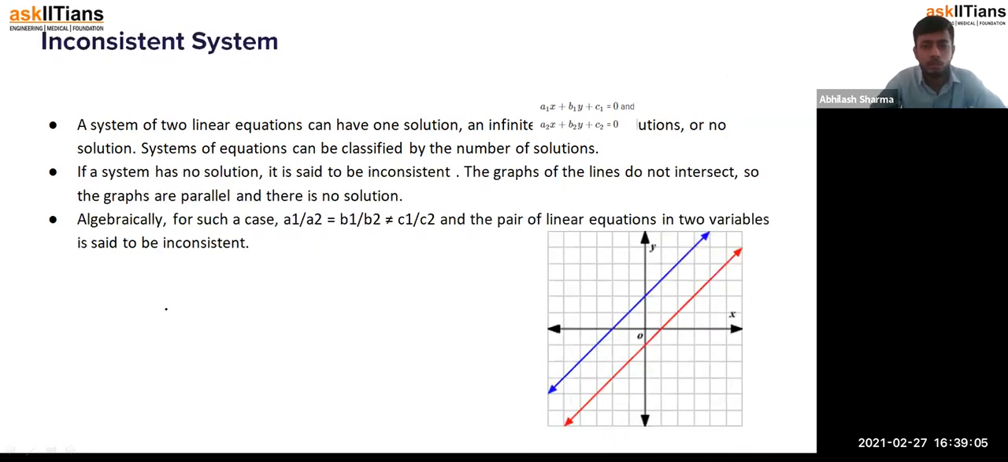Now let's see about an inconsistent system. So what happens for an inconsistent system? A system of two linear equations can have one solution, which we have already seen. Now, if a system has no solution, it is said to be inconsistent. That's the definition. The graphs we will talk about later also, don't worry. Algebraically, we have already discussed this also using what?